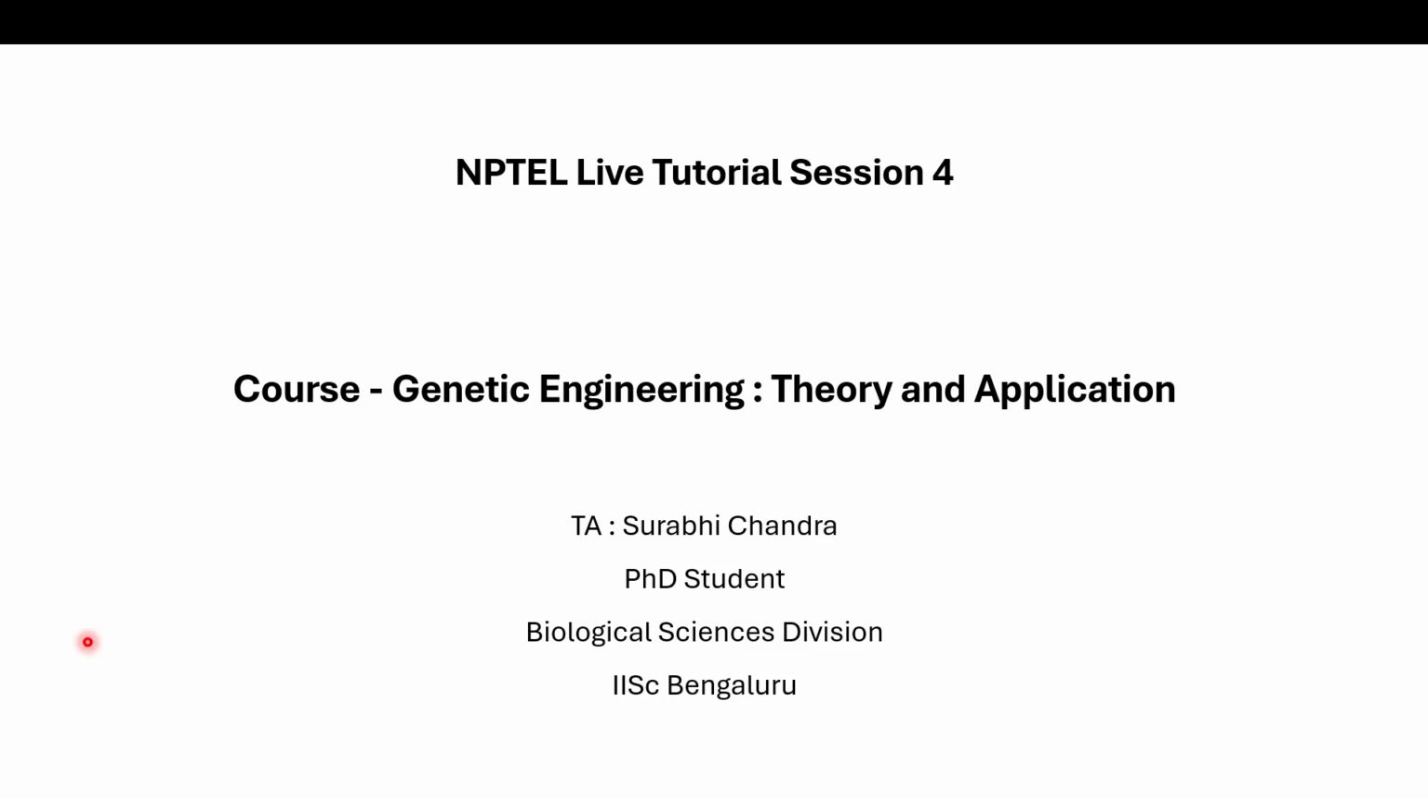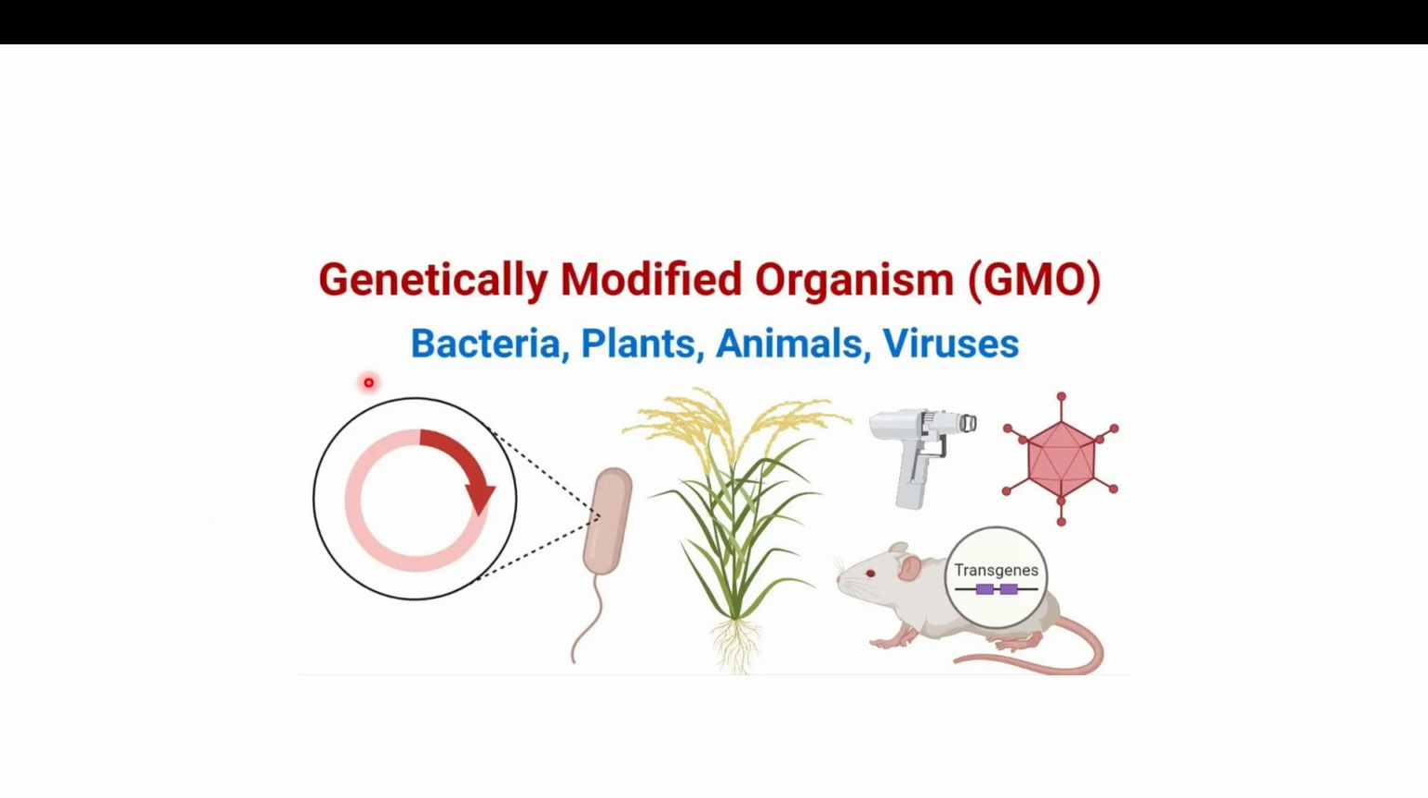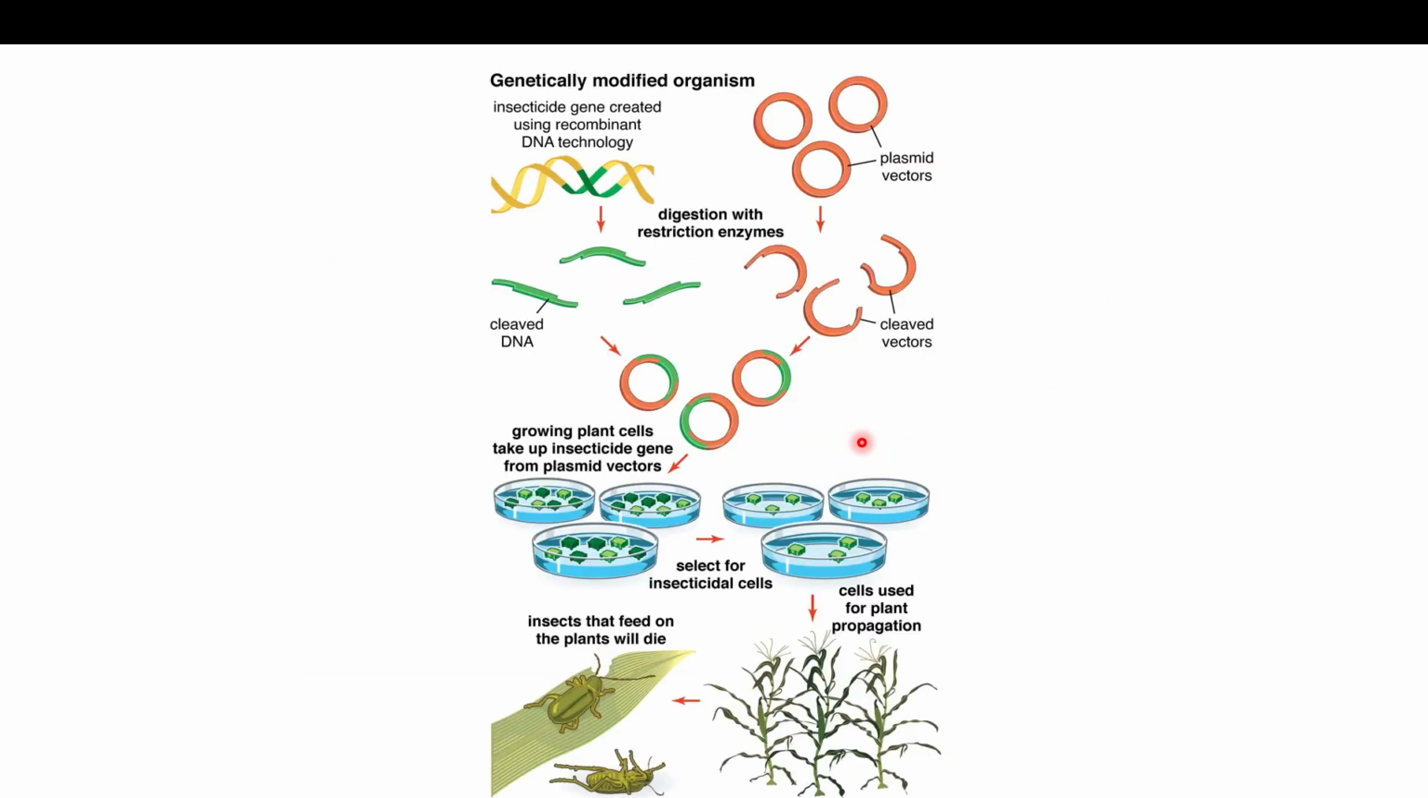Today again we will continue with the cloning part, the basics of cloning. In the previous session we looked at the basics of cloning and the different genetically modified organisms, which can be bacteria, plants, animals, or viruses. We looked at an example of the whole workflow of how to prepare a genetically modified organism, using a plant.